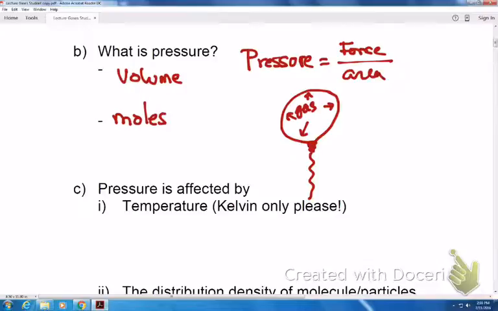There's one other general factor that affects pressure. Anybody know what it is? Temperature. Temperature is the other.